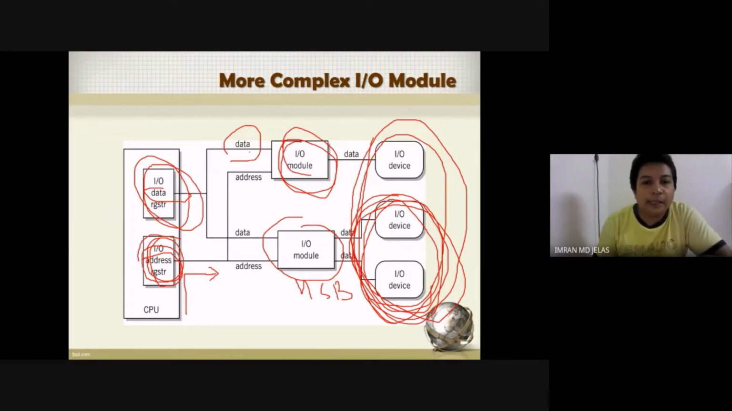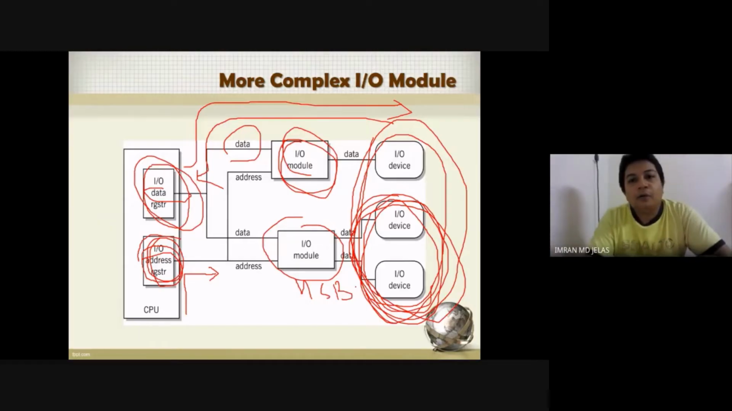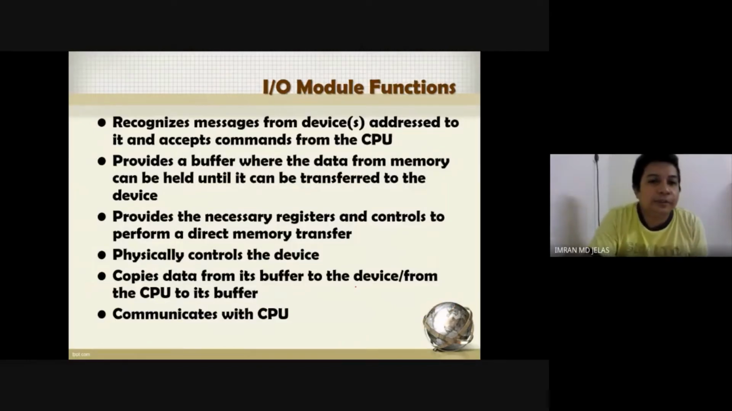The data can be either from the I/O module itself, from the input devices, or the data can be sent to the output devices. So, I/O module function: it recognizes messages from devices addressed to it and accepts commands from the CPU. It provides a buffer where the data from the memory can be held until it can be transferred to the device. So the I/O module function also provides the buffer.